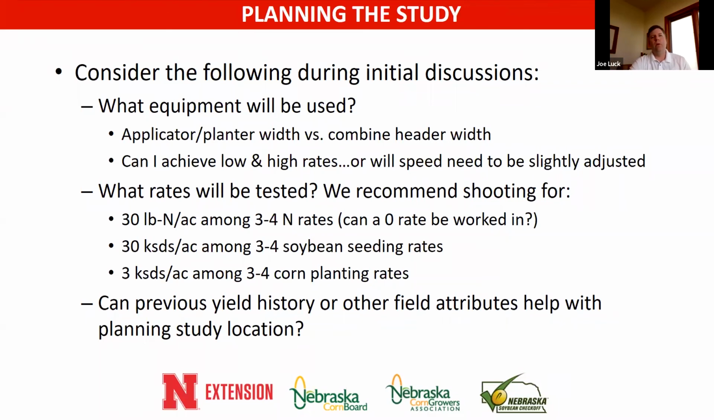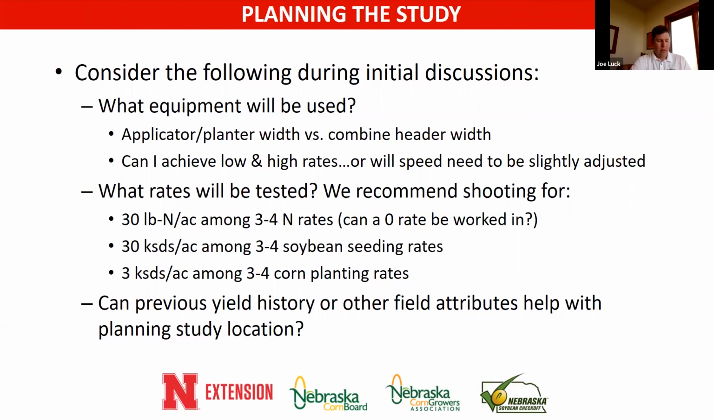Most people, with the planter on corn, odds are they have a header that's half the width of the planter. When you're talking soybeans, I've met one farmer that has the same planter width as their header width. So everybody else has either a 30 or 40 foot planter and a 35-foot header or something like that. So it gets to be a little bit more challenging.